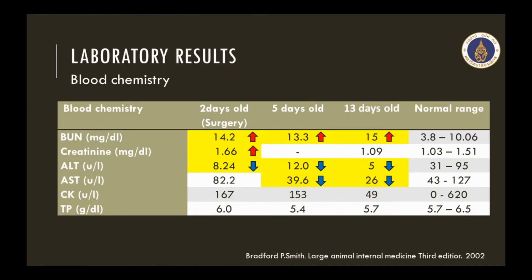Next is a blood chemistry result. So there was an elevation of the BUN and creatinine that could be the effect of the age of the calf, because the calf was very young at that time. And the ALT and AST were pretty low, lower than the normal range, because the calf was still pretty young.